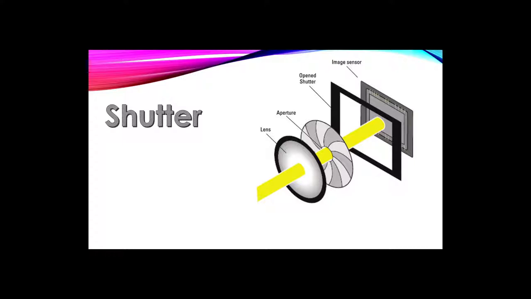Just in front of the sensor is a door, which is the shutter. In this case, the shutter is opened. In front of the shutter, you have your aperture, which is usually housed by your lens. The aperture usually is in the lens body, not in the body of the camera. And of course, your lens follows in front. The door for the shutter simply opens and closes to register images on your sensor, depending on the amount of light coming in from the aperture.